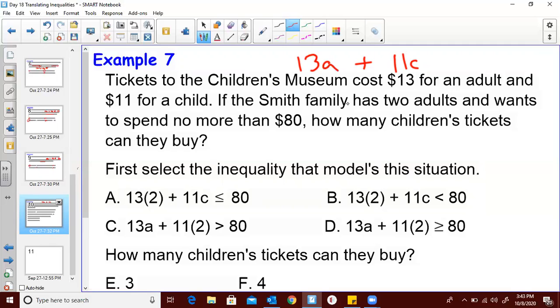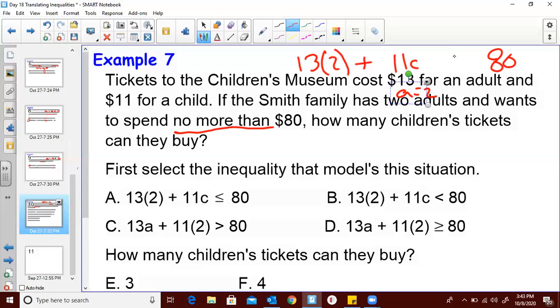All right, if the Smith family has 2 adults, so now I know my A is going to equal 2, so I can pop my 2 right in here, and wants to spend no more than $80. No more than. How many children's tickets can they buy?